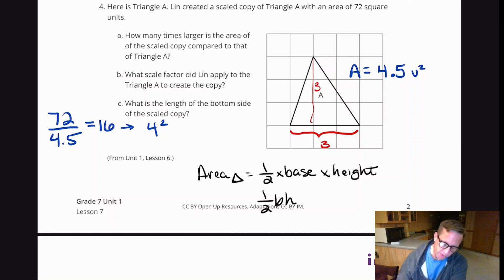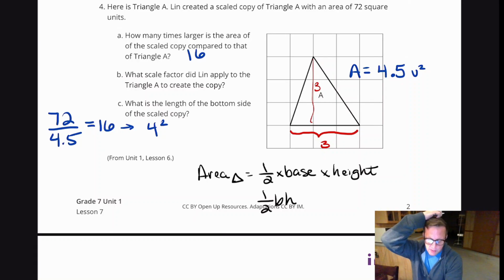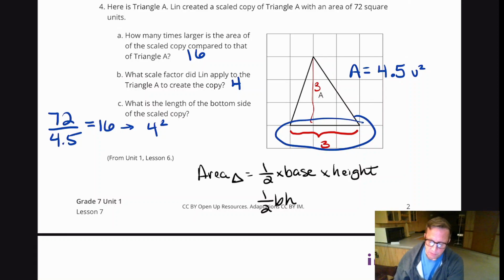So how many times larger is the area of this? Oh, that was 16. What scale factor did Lynn apply to the triangle A to make this copy? All right, 4. What is the length of the bottom side of the scaled copy? So the length of the original one is 3, and so if the scale factor was 4, that's going to be 3 times 4, which is 12.